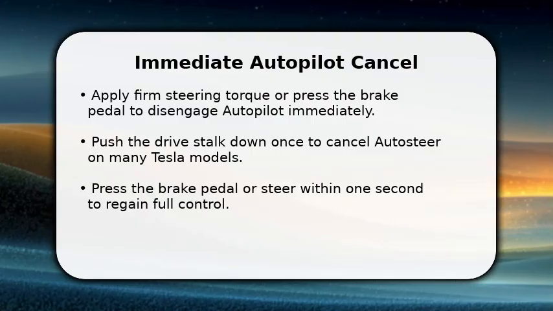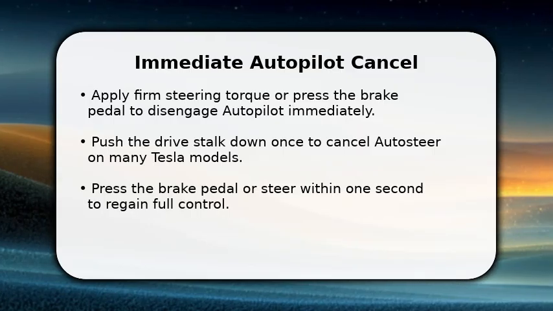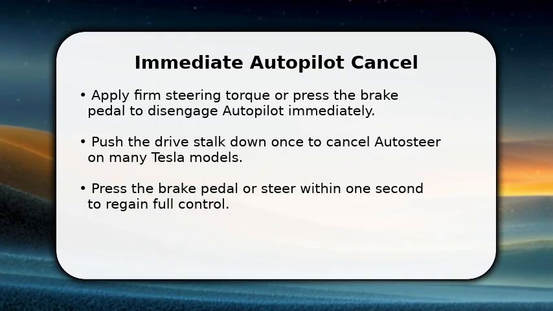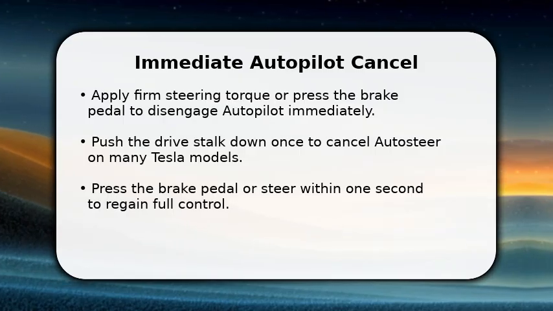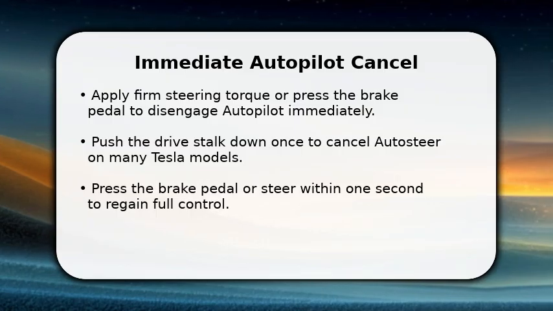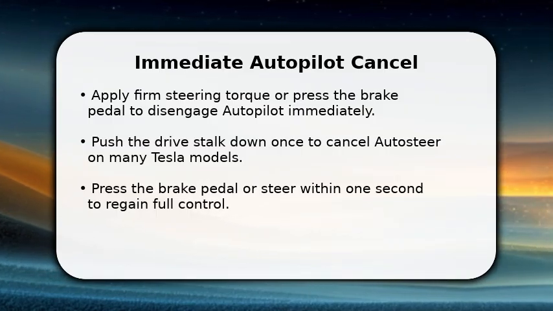If Autopilot is active and you need to cancel it immediately, take firm control. Apply steady steering torque to override auto steer. Press the brake pedal firmly to cancel traffic-aware cruise control. On many Tesla models, you can push the drive stalk down once to cancel auto steer.